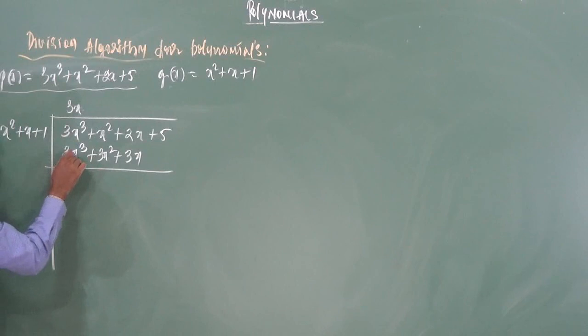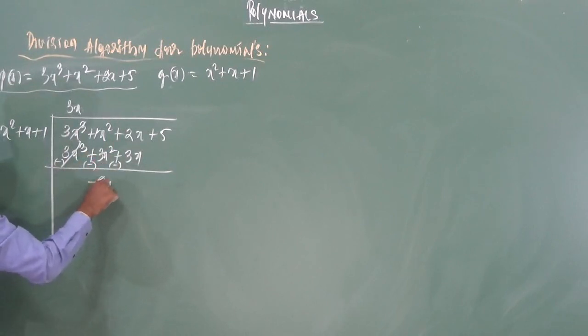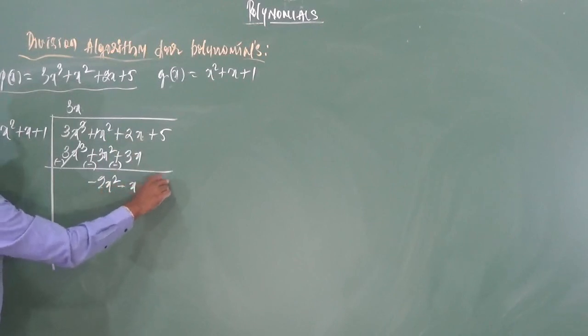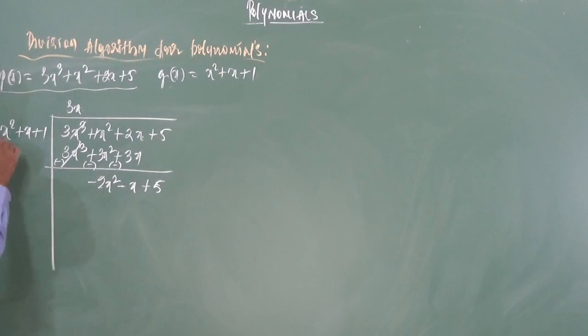So you have to subtract this from this. So sign changes. So it cancels. Plus 1x square minus 3x square is minus 2x square. Minus 3x plus 2x is minus x, and plus 5. Remaining thing is that. So now x square into what gives you minus 2x square?